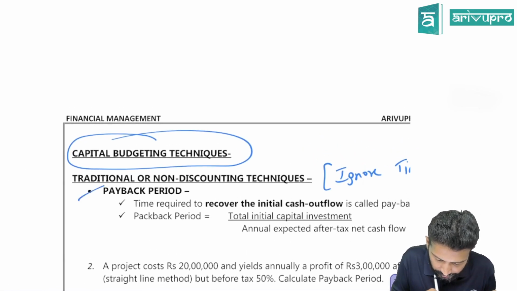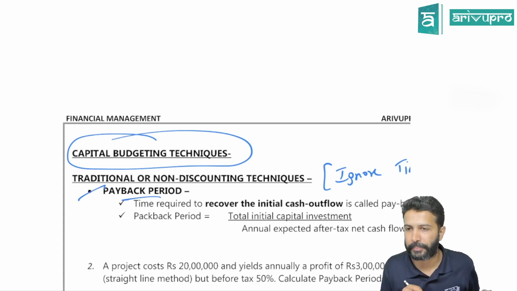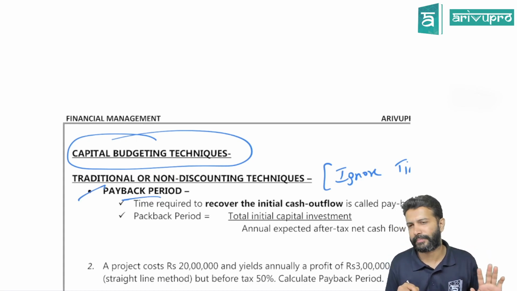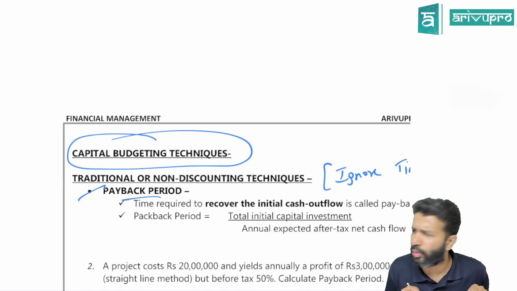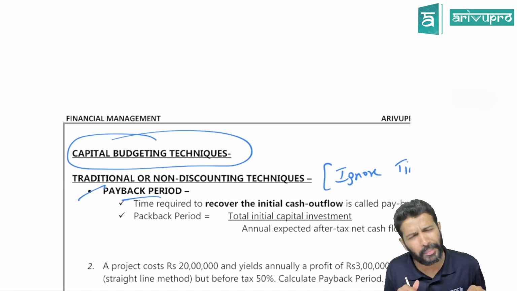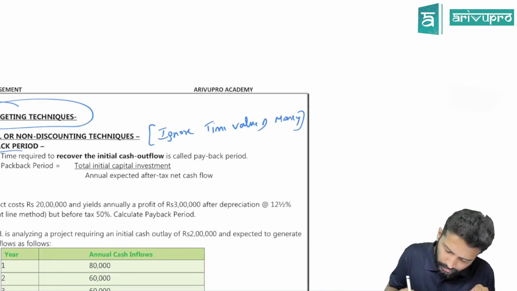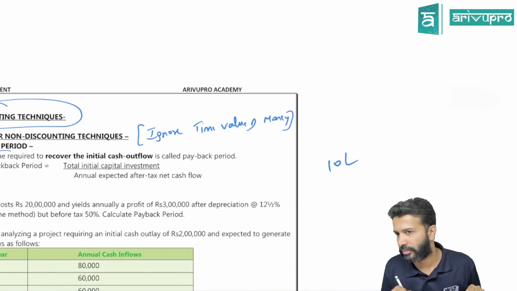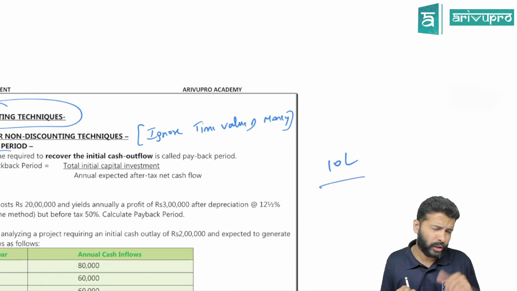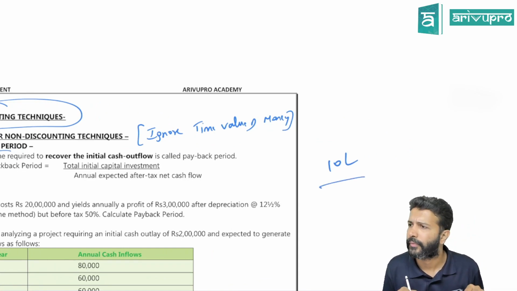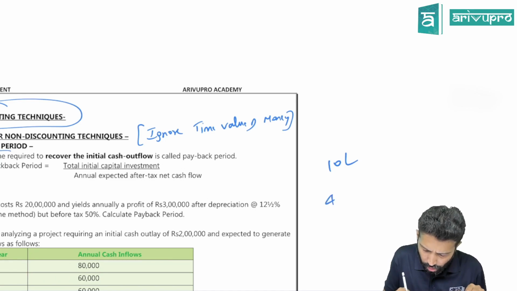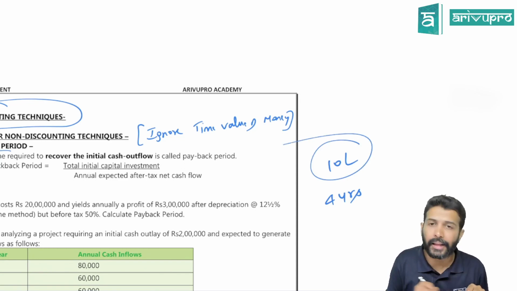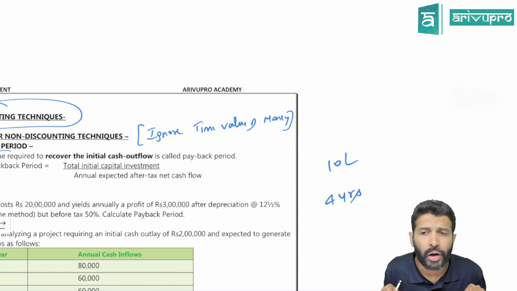First such technique is payback period. Payback period is simple. To do a project, will you invest some money? Will there be an investment? Let us say to do the project, you have to invest 10 lakh rupees. At some point of time, you need to recover all this money. Let us say you will recover the entire 10 lakh by the end of 4 years.